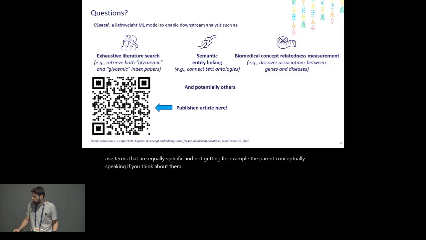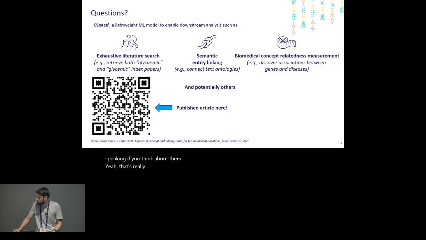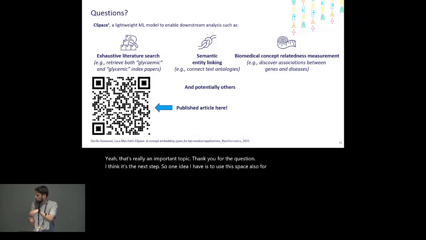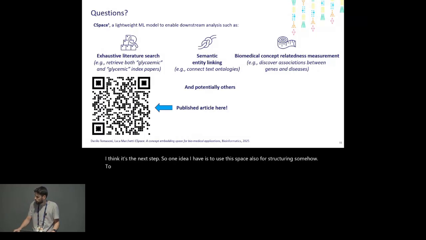Yeah, that's really an important topic. Thank you for the question. I think it's the next step. One idea I have is to use CSpace also to help structure ontologies, or to see the similarities between existing manually created ontologies and ontologies that we can automatically create out of CSpace.